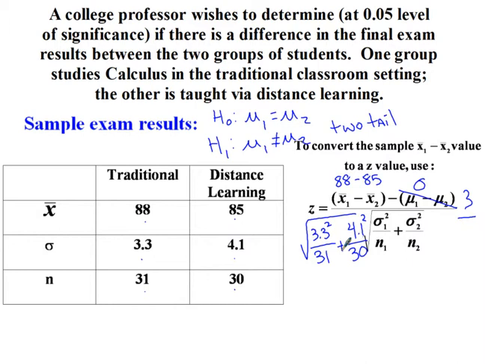If I'm working this out in the calculator, I'm doing 3.3 squared divided by 31. I hit enter and get that decimal. I take 4.1 squared divided by 30, divide that out, and get that decimal. I add those two decimals together. Keep as many decimals as you think; I would say 5 would be good enough. Then take the square root of that answer when I'm all done. So that bottom part becomes 0.9547. That's how I work that out.